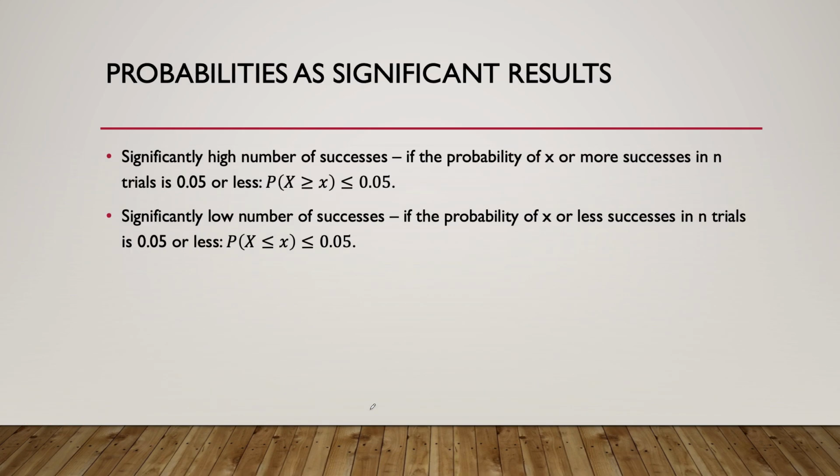For the probabilities of significant results, we've seen these previously, but a significantly high number of successes occurs when the probability of X or more successes in n trials is 0.05 or less. So probability of X greater than or equal to X is less than or equal to 0.05. A significantly low number of successes is if the probability of X or less successes in n trials is 0.05 or less. So probability of X less than or equal to X is less than or equal to 0.05.